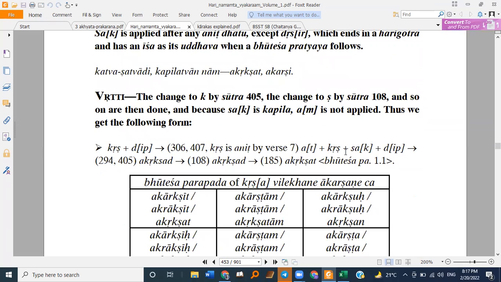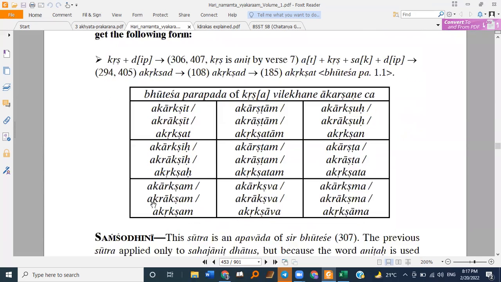And then, what else? We just do shadho ka se, sha becomes karama because sa is following, and ishvara harimitra, and we get akrikshat. That's all. So this is the third form, and like that all other forms would be done. Okay. So thus we'll have three forms for each pratyaya for this one.